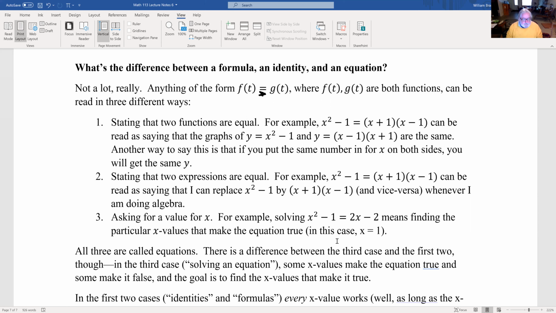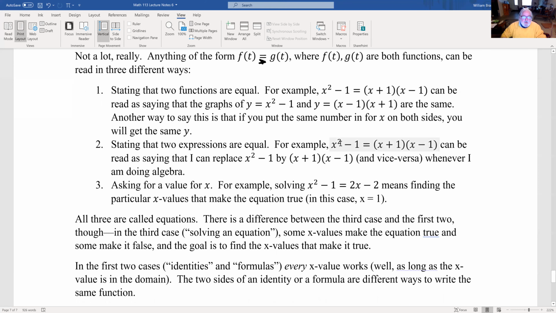So, I mean, that's what it means to be an equation, is we've got an equal sign in there somewhere. But if we have f of t equals g of t, we can actually think of it in 3 different ways. One, it could be stating that 2 functions are equal, right? And so x squared minus 1 is equal to x plus 1 times x minus 1. You can multiply that out. If you graph this, y equals x squared minus 1, and you graph that, you get exactly the same graph.